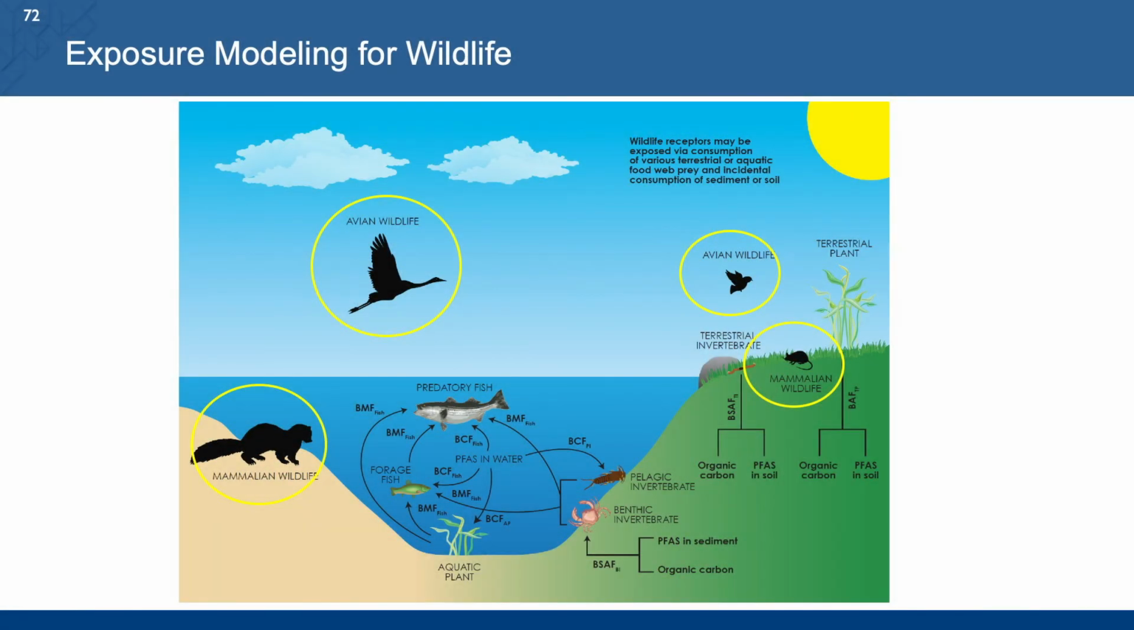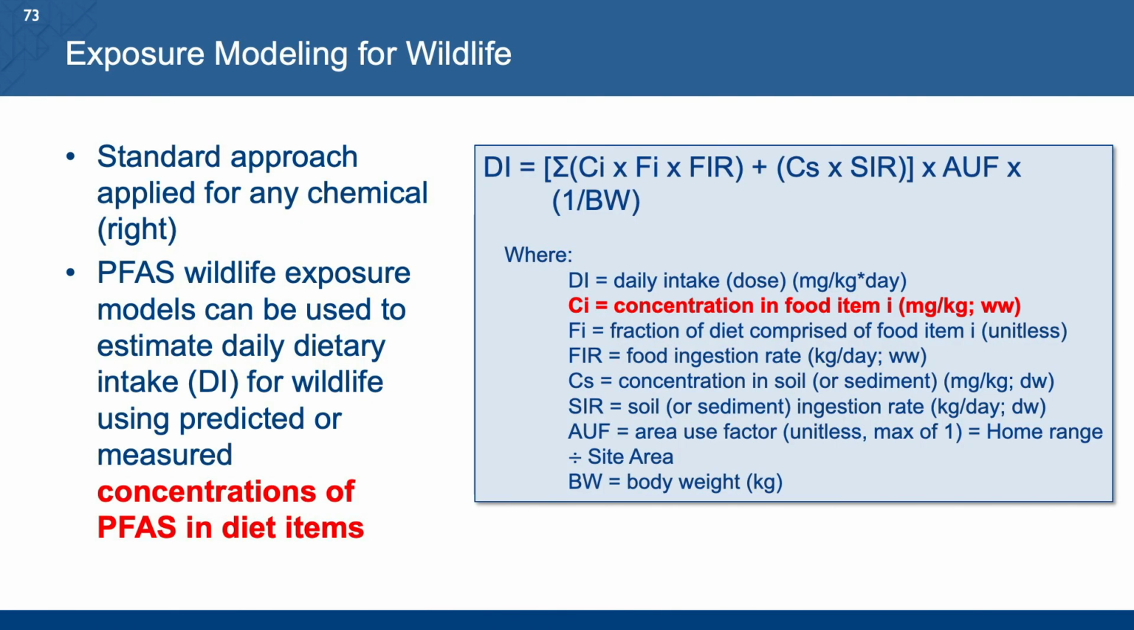So once you've predicted all of these concentrations in your food web, and you've got estimated concentrations in plants and invertebrates and fish, then we estimate our total daily intake for wildlife. And this is where those exposure factors that Kristin was talking about in your selection of wildlife receptors come into play. It's a standard approach that's used for any chemical. This is right out of EcoRAGS. And really, it's estimating your daily dietary intake for wildlife using the predicted or measured concentrations if you have them.